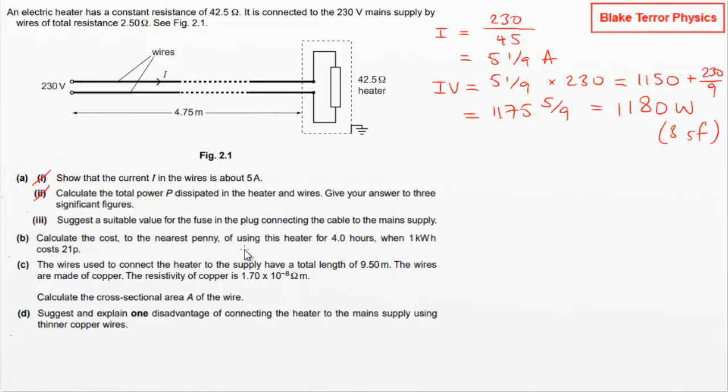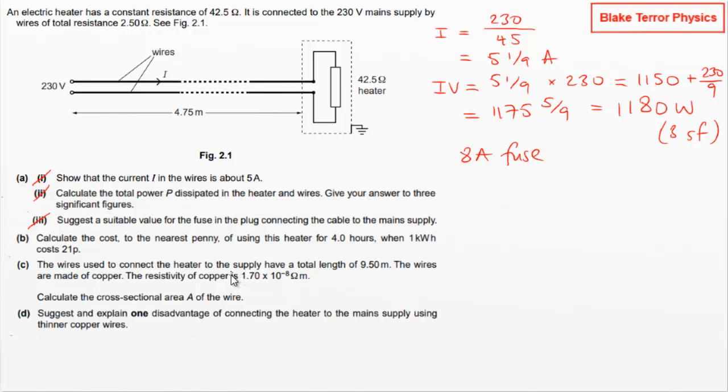Suggest a suitable value for the fuse in the plug connecting the cable to the main supply. Right, well, we've got 5 1/9 amps, so let's go for an 8 amp fuse. Seems reasonable, doesn't it? You get 8 amp fuses quite commonly, so let's go for that.